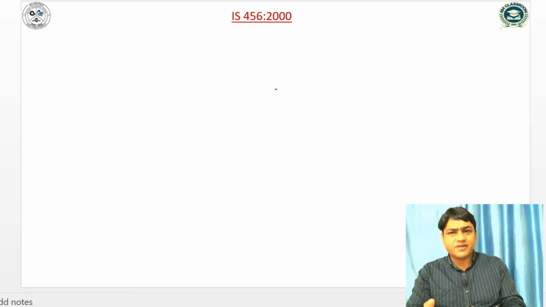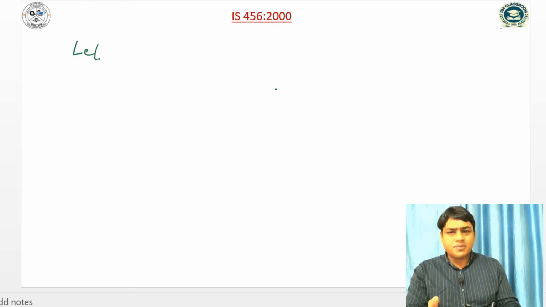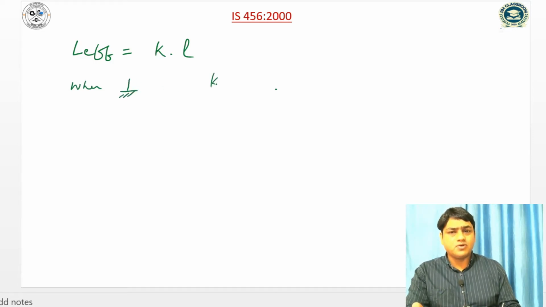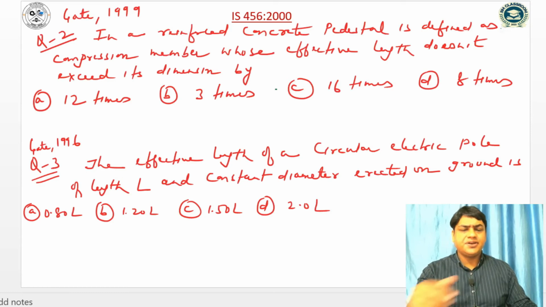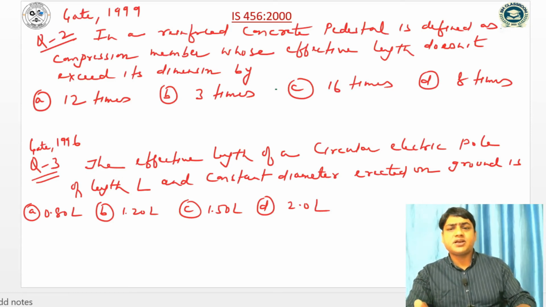So we can see that effective length is equal to, we can write K into L, where L is the unsupported length, L effective is the effective length, and K is a function of end condition. We have already discussed that when one end is fixed and the other end is free, the value of K we have to take is 2. Similarly, when both ends are hinged, in that case we have to take the value of K equal to 1.